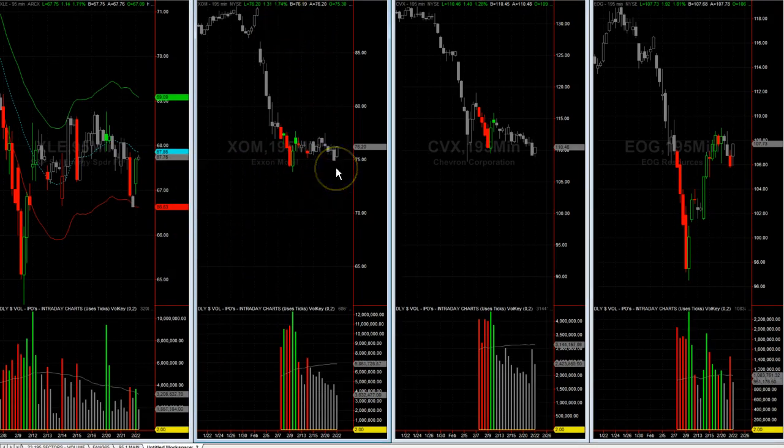Same thing. Okay, so Exxon is up almost 2%. Am I going to chase that? No. Don't focus on that. Focus on the price action and the volume. Big money is not rushing into Exxon right now. You can see that. It's evident. It's not rushing into Chevron or into EOG.